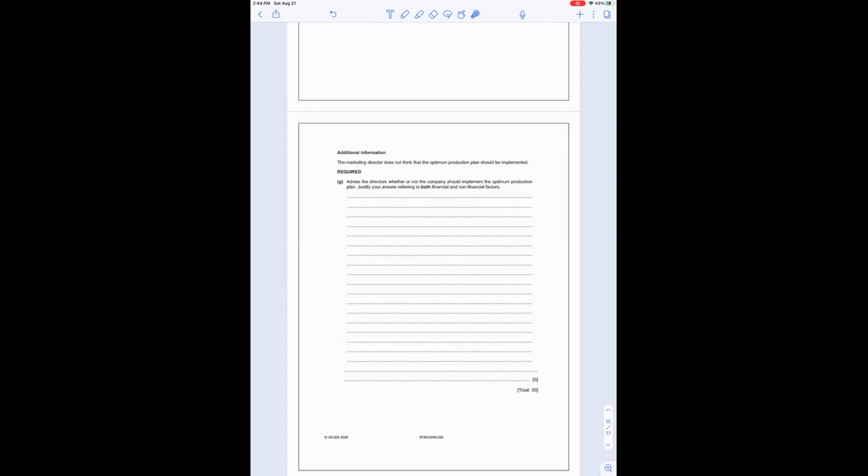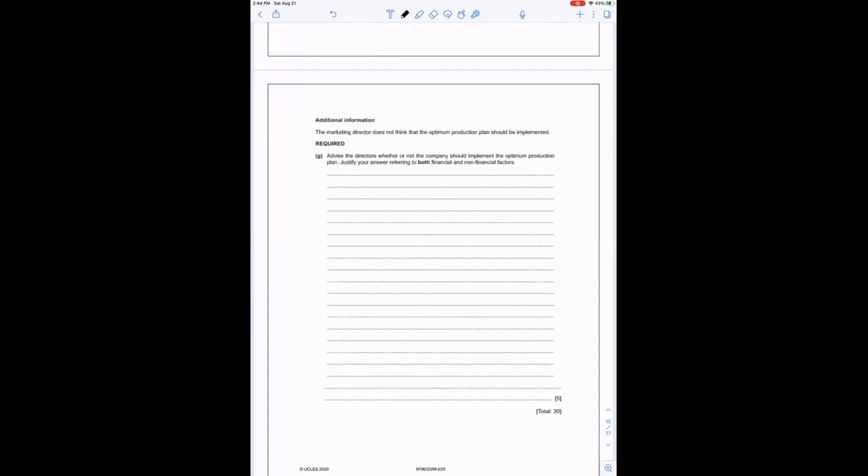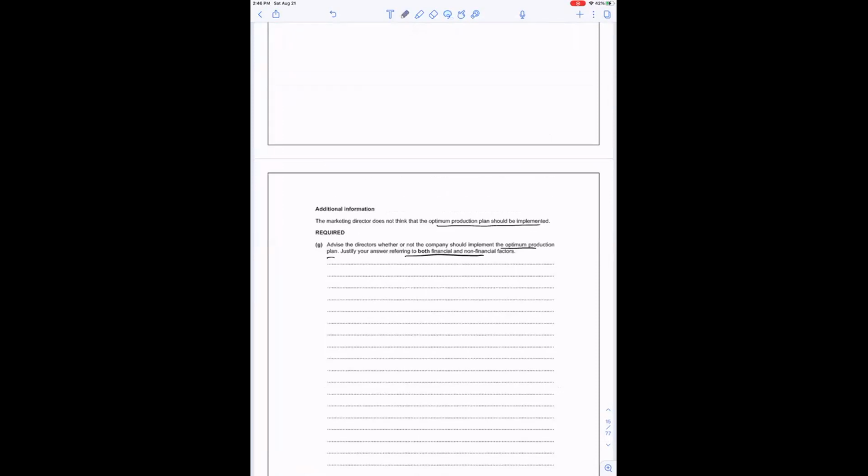Okay, the next part is the marketing director does not think that the optimum product plan should be implemented. Advise the directors whether or not the company should implement the optimum production plan. Justify your answer using both financial and non-financial factors. Now I have to advise the directors whether they should implement the optimum product plan or no.